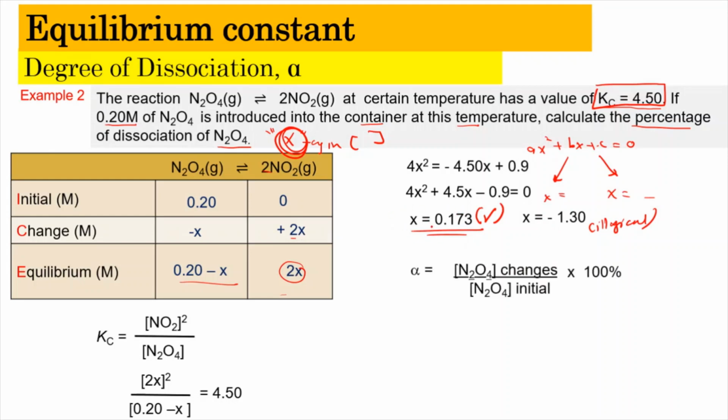And now we can find the percentage of the dissociation of N2O4. So the change in the concentration of N2O4 divided by the initial concentration. And since we are talking about percentage, we can multiply it by 100%. So the x here is equal to 0.173, and our initial concentration is 0.20, and then times 100%. Then we're going to get the percentage of dissociation to be 86.5%. So this is how we're going to answer the question related to the degree of dissociation.